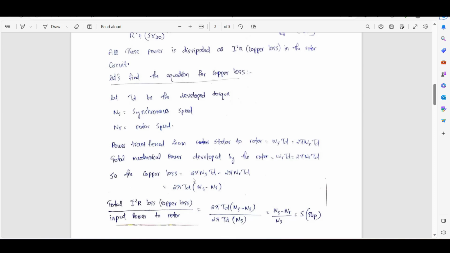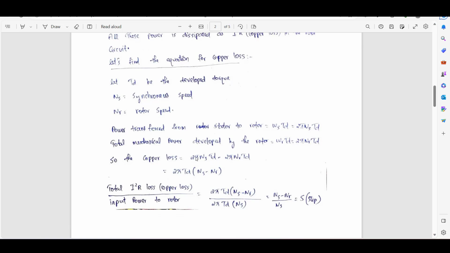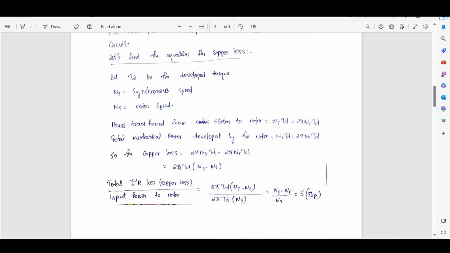So the losses is equal to the input power minus the output power. With that equation, we will have copper losses equal to 2 pi ns Td minus 2 pi nr Td. So copper loss is equal to 2 pi Td into (ns minus nr). This is the total I square R loss in the rotor circuit.